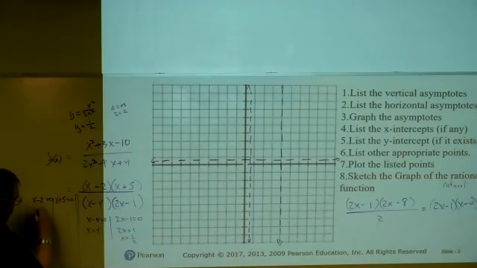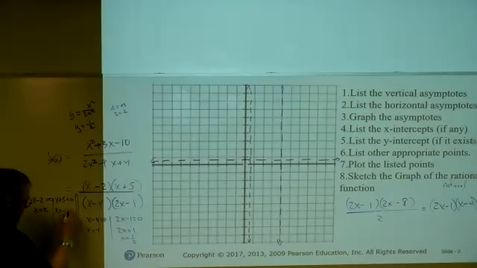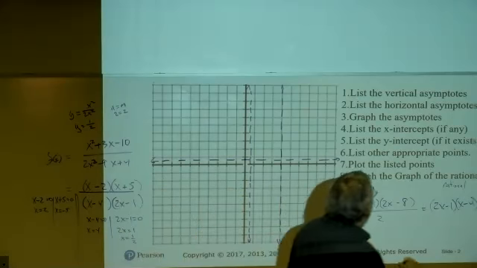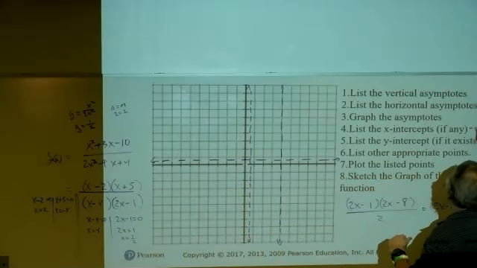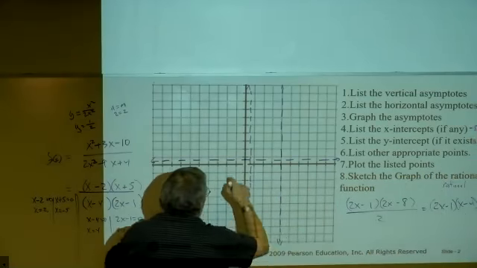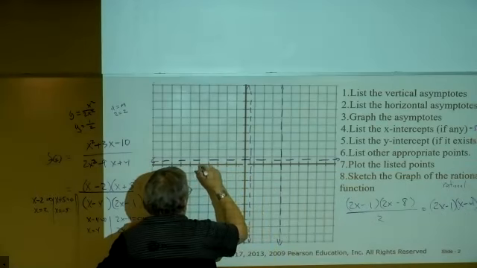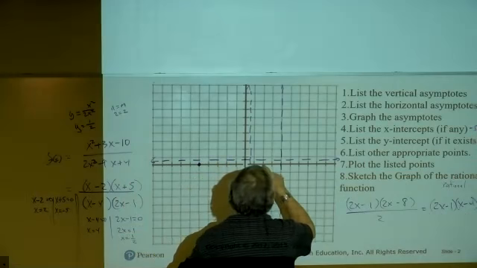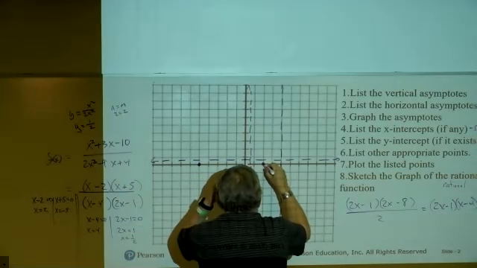At x equal to 2, I get 0. And at x equal to -5, I get 0. So that's -5 and 2. So at -5, 1, 2, 3, 4, 5, I have a 0. And at +2, I have a 0.